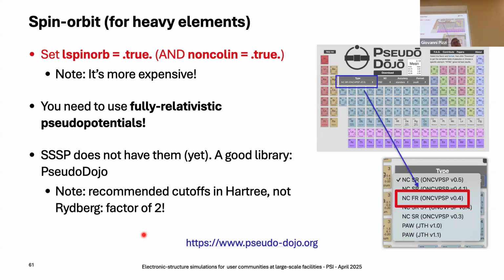In SSSP, we don't have them, but there is another very nice library online, the PseudoDojo. If you go on the website and select the type, you have to select FR, which stands for fully relativistic, which means they include the contribution for spin orbit. Otherwise, the code will essentially not do anything, it just won't put any splitting. So for spin orbit, you have to do both. You have to set non-collinear equal to true, because you have to allow any direction. You have coupling, so you no longer have spin up and spin down bands. You have a mixture. And you have to turn on spin orbit using the correct pseudopotentials.